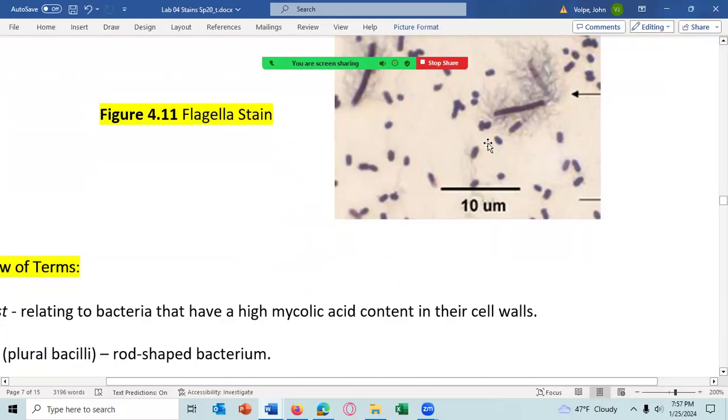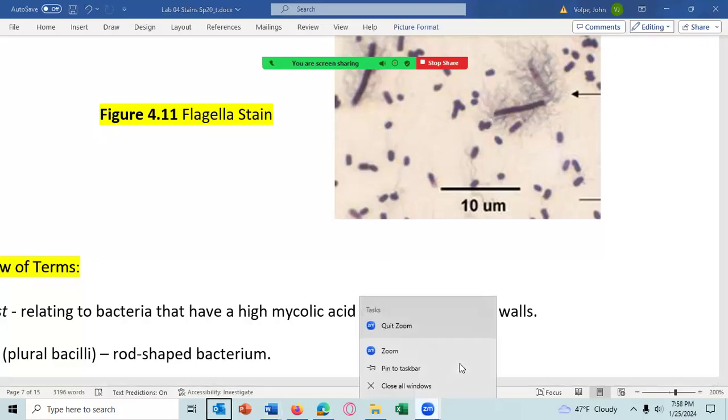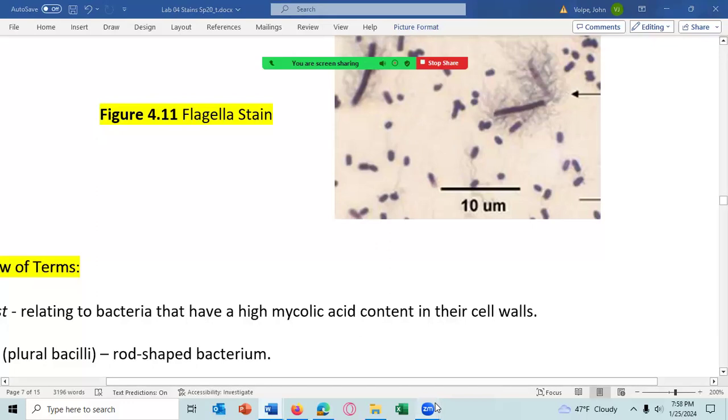So what would you call these? Anyone have a guess? Is anyone there? Oh, come on. Yep, there's people there. Nobody's gonna guess.